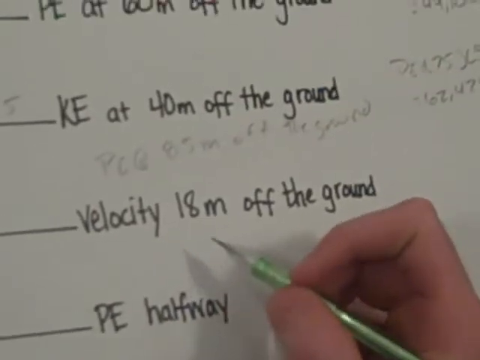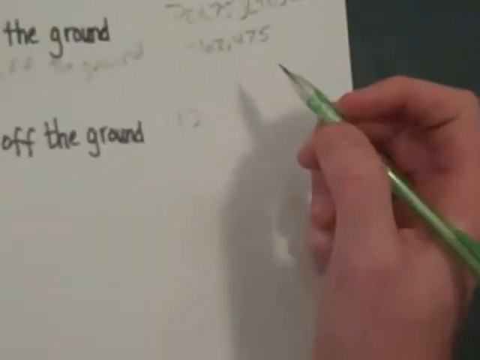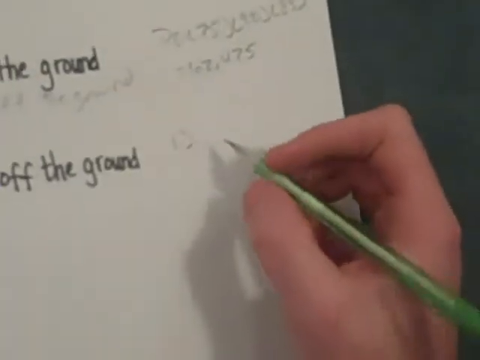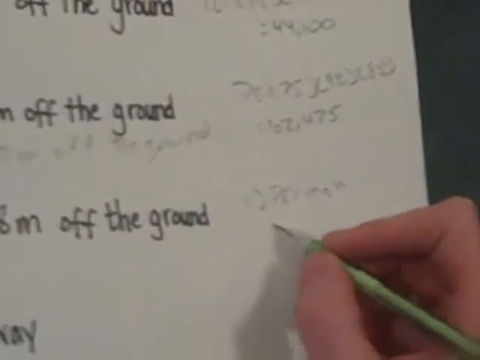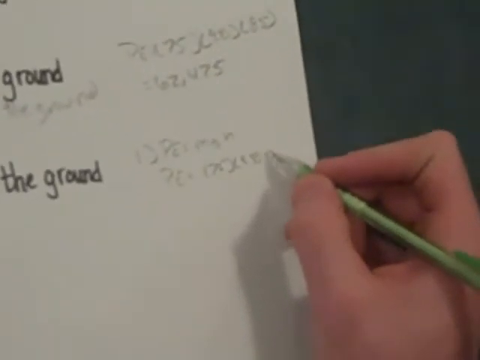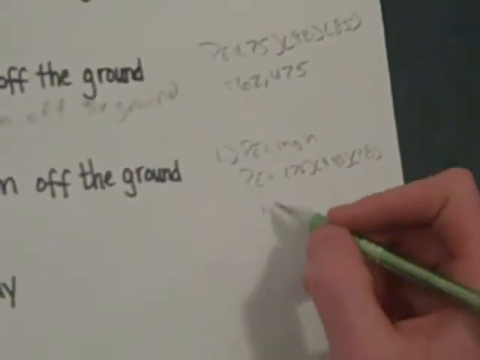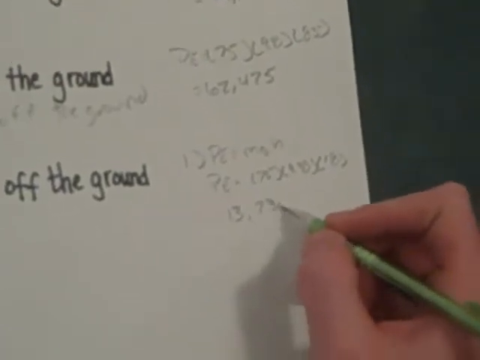Next we have to find the velocity at 18 meters off the ground. For this is a three-step problem. The first step is we have to find the potential energy. So we do PE equals mgh, potential energy equals the mass, which is 75, the gravity, which is 9.8, and the height, which is now 18 meters. You multiply all that out and you get 13,230.